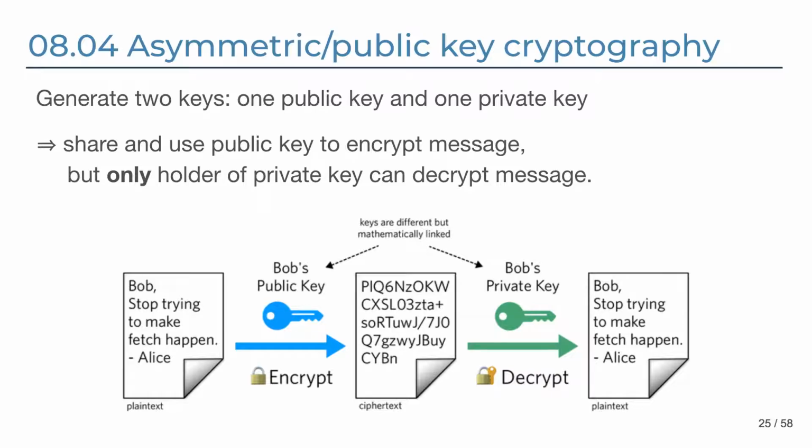The big idea that was investigated in the 70s for how to do this is asymmetric, or public key, cryptography. The idea is that you generate two keys, one public key and one private key. You only share the public key and use that to encrypt the message. But you can only decrypt this message using the private key. The private key, as the name implies, you keep private and never share with the public.